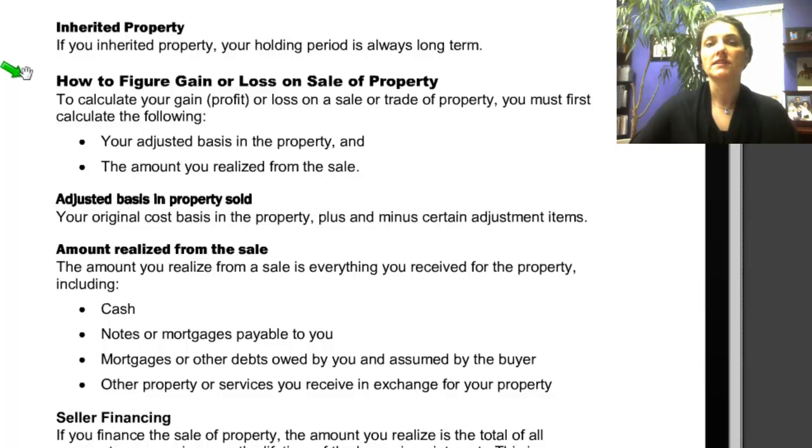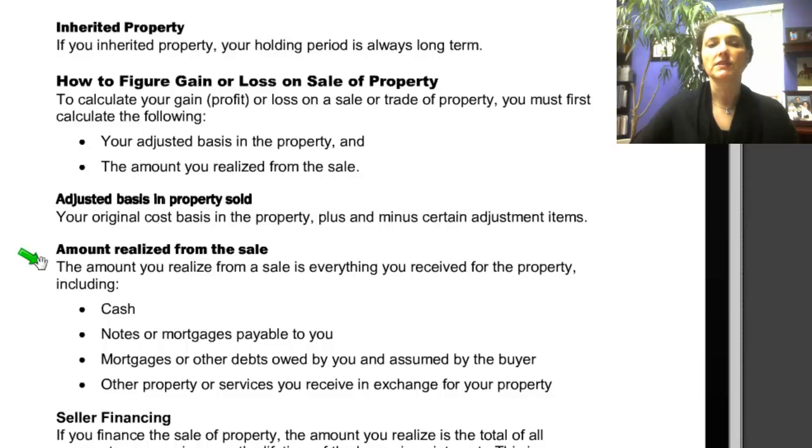How to figure gain or loss on the sale of property. To calculate your gain or profit or loss on the sale or trade of property, you must first calculate the following: your adjusted basis in the property and the amount you realized from the sale. Adjusted basis in property sold. What is your adjusted basis in the property you sold? Well, your adjusted basis in property you sold is your original cost basis in the property plus and minus certain adjustment items. What is the amount you realized from the sale?